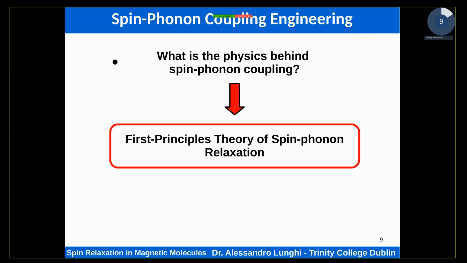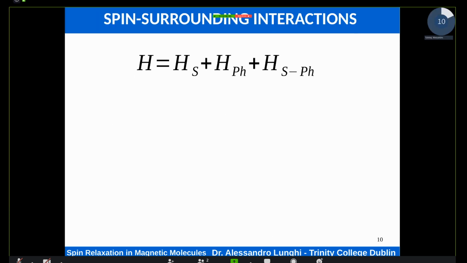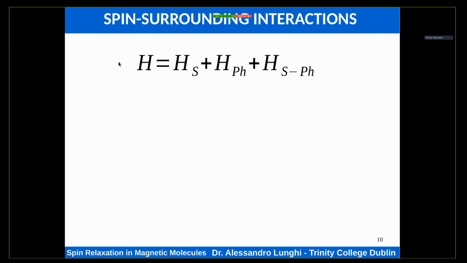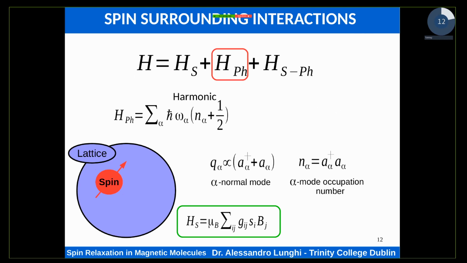Okay, so let's start with the first one. We want to understand the physics of spin-phonon coupling, which means that we need to implement a first principle theory of spin relaxation. So let's start from the very beginning. We have a Hamiltonian, H, that is going to describe the entire physics of our problem. The first term is HS, the spin Hamiltonian. So let's imagine for the moment that we have one single, isolated spin 1/2. Its level structure is going to be described by the Zeeman interaction in an external field. Then we have to model the heat reservoir, the bath that the spin interacts with and gives away the excess of energy that it has.